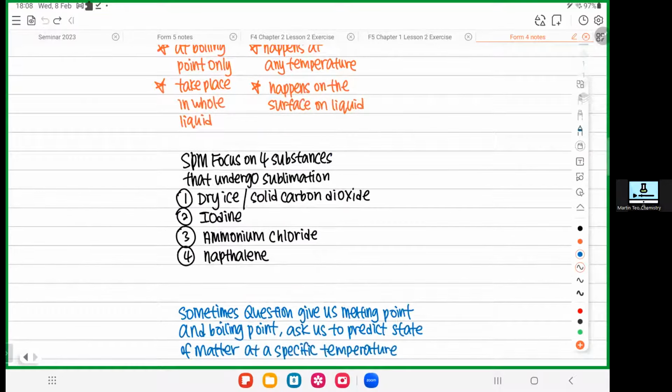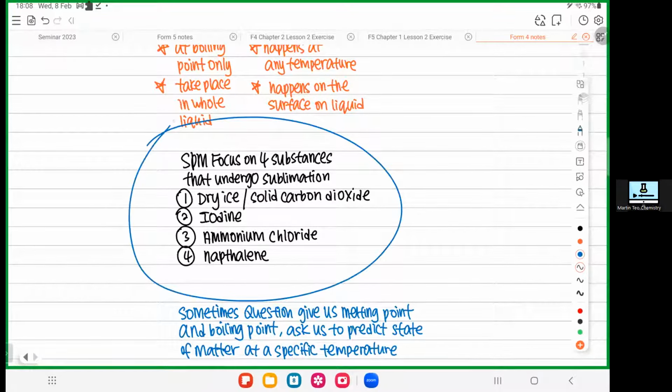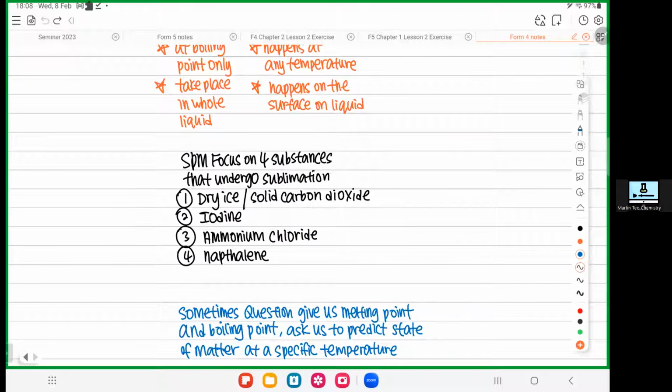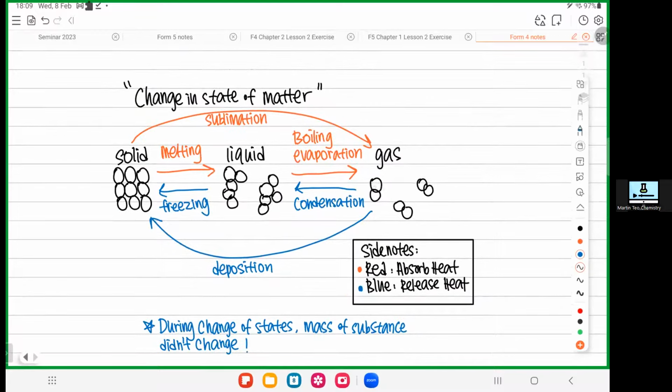And then I also told you there are 4 chemical substances that can undergo sublimation. Sublimation means they can change from solid directly to gas without becoming liquid. Okay. So that's it. And make sure you know if you change from gas back to solid, this process is called deposition. Because some schools only teach you sublimation in PT3 and they didn't cover deposition in your school. So it's good to know that.